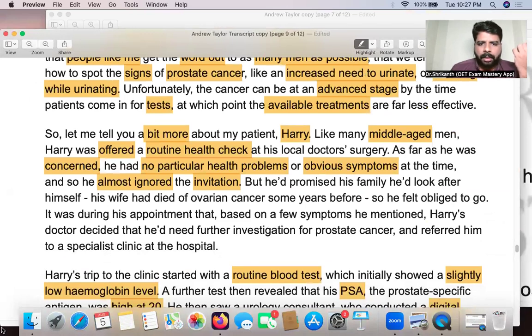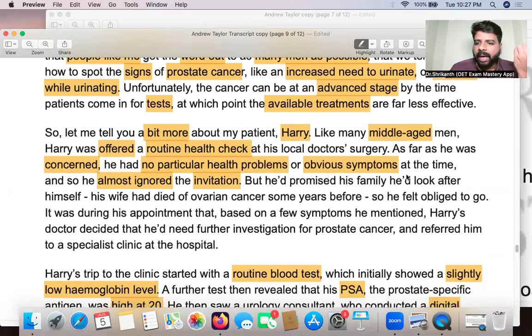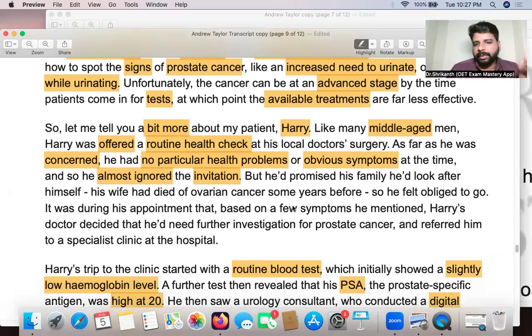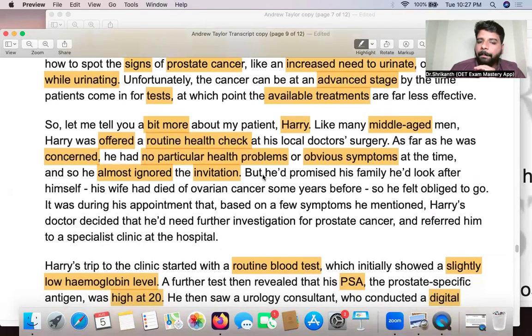Yeah. But he promised his family he'd look after himself. Now, see, what is the remaining part of the audio script saying? But he promised his family. So he promised his family that he would look after himself. His wife had died of ovarian cancer some years ago. Okay. So he felt obliged to go.